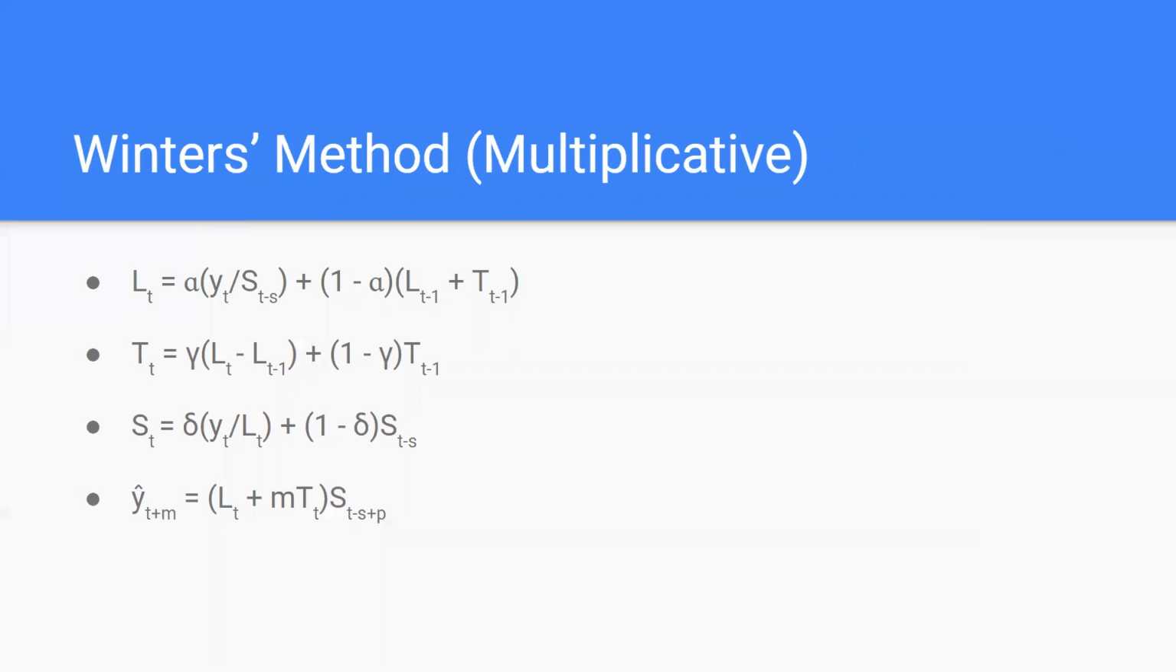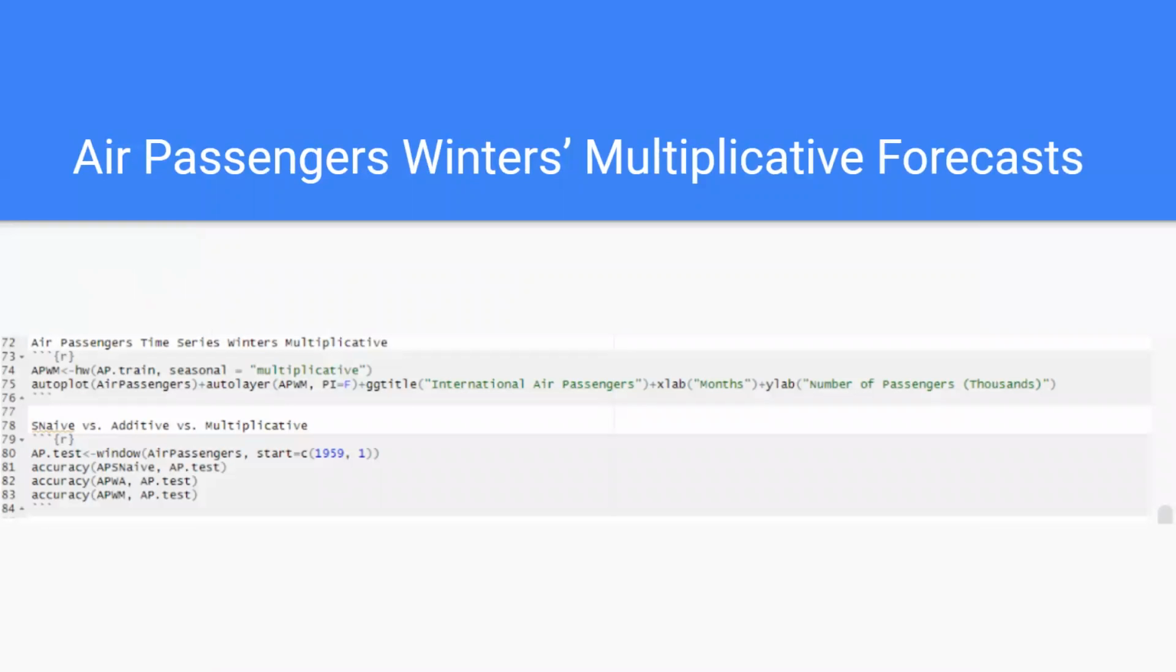Here we have the equations for the multiplicative method. These equations are fairly similar to those of the additive method, except for a few small pieces. The seasonal effect is removed here by dividing the value of the response at time t by the seasonal component. In the third equation, the most recent observation is adjusted for level through the use of division, and the forecast is computed in the final equation by multiplying the first two components by the seasonal component. In order to fit a multiplicative forecast, we again use the HW command, but in the seasonal parameter, we specify that it's multiplicative.